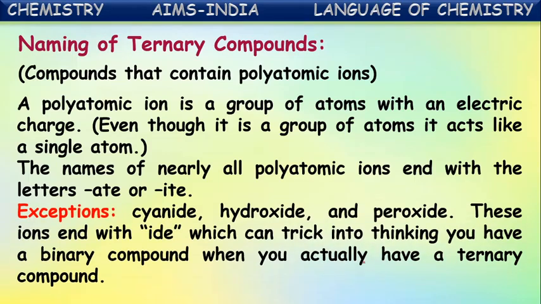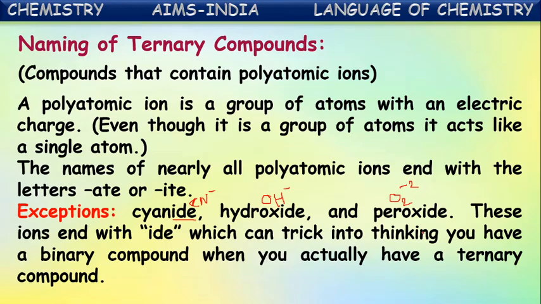Exceptions: cyanide ion, hydroxide ion, and peroxide ion. Cyanide ion is CN minus. These are exceptions; they get "ide" at the end of the name. Hydroxide is OH minus, and peroxide is O2 minus 2. This is the peroxide ion. Anyhow, these are the exceptions. These get "ide" in the name.